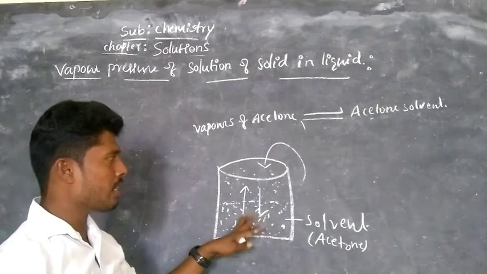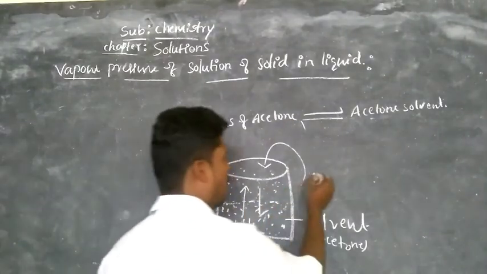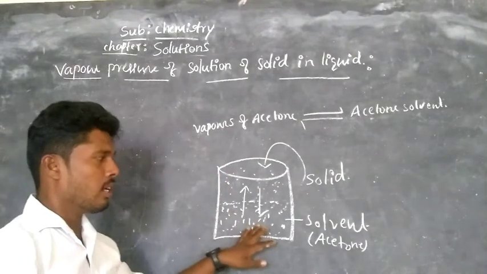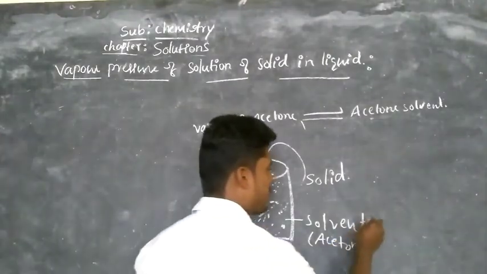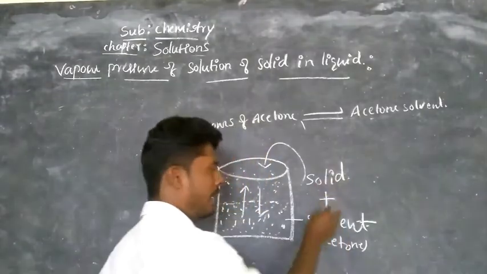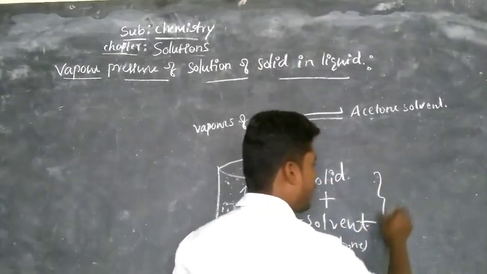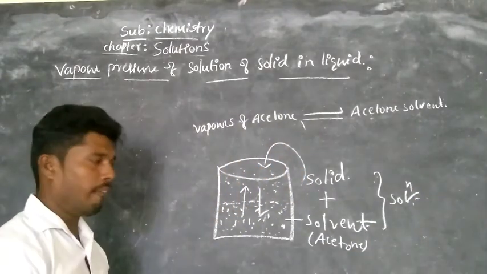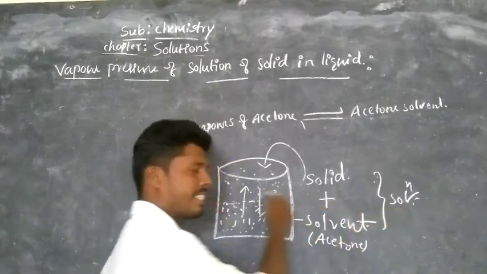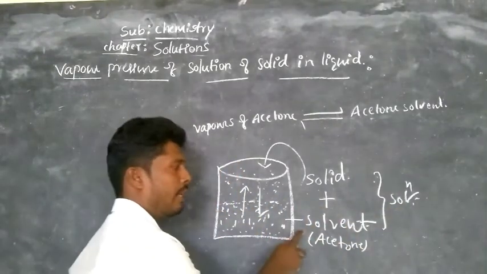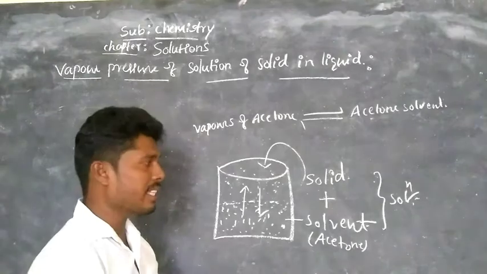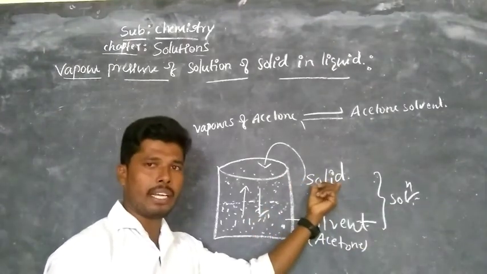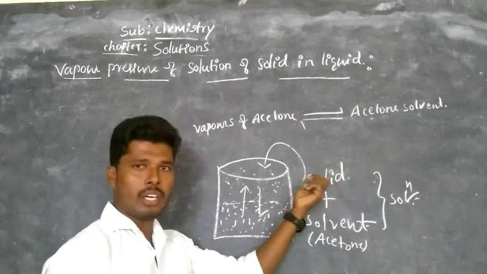Okay, this is the pure solvent. Now, if you add a solid into this solvent, you get a solution. So after adding solid to the solvent, you get what? Solution. Okay. Now the vapor pressure of a solution changes from the vapor pressure of the solvent. It means either increases or decreases. That depends on the property of the solid. Either it may be a volatile one or a non-volatile one.